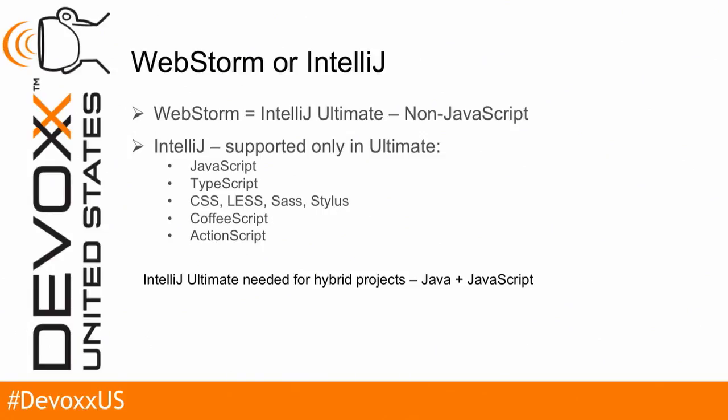With the Ultimate Edition, you get support for JavaScript, TypeScript, CSS, LESS, Sass, Stylus, CoffeeScript. It's amazing the number of things that they support out of the box. And the nice thing is that you can have these hybrid projects. So you can have a project where you're building using Gradle, and the web artifacts are using Node.js underneath the side of it, and you'll get all the features. You'll be able to edit JSX files, you'll be able to kick off Gradle tests, and you'll be able to kick off your Node tasks.